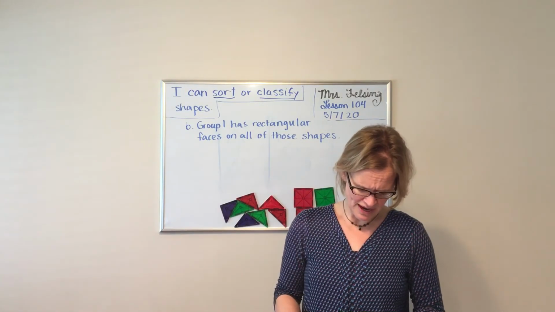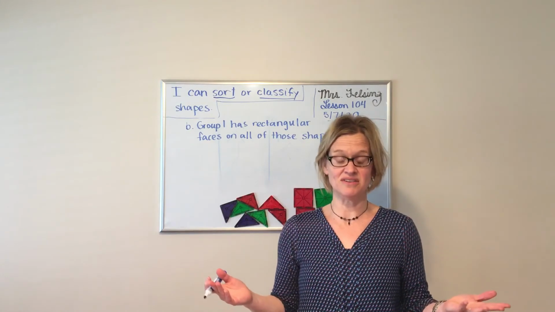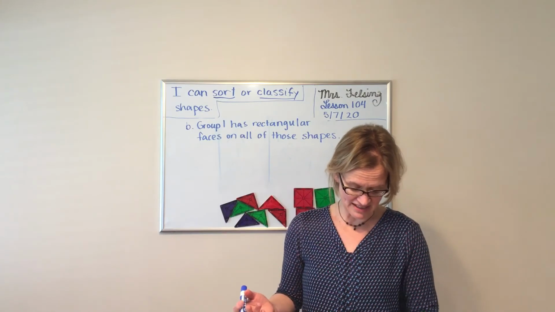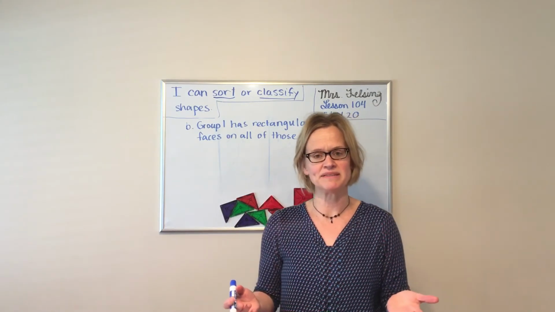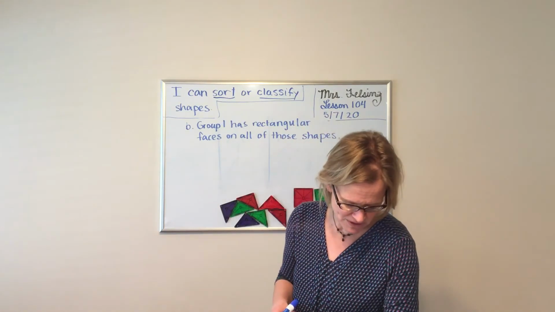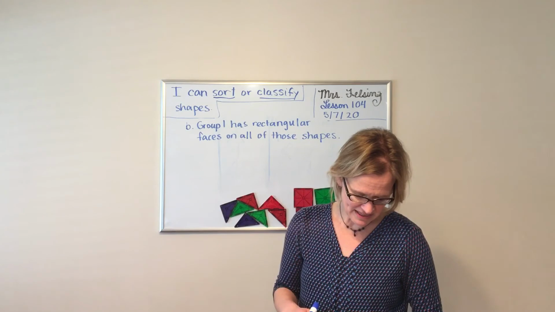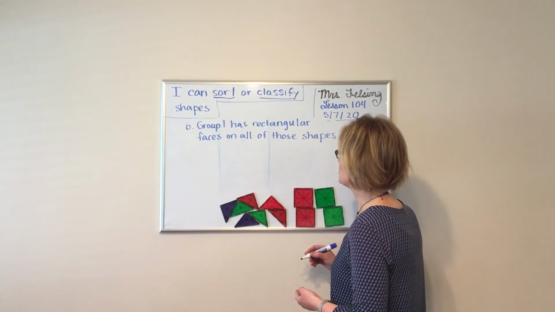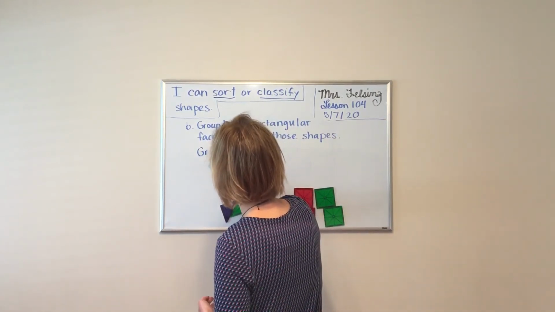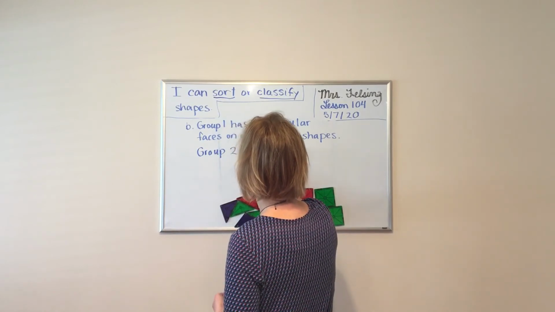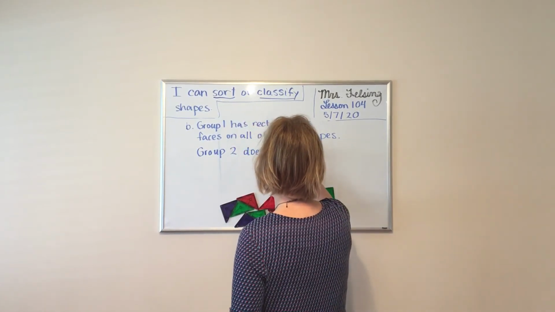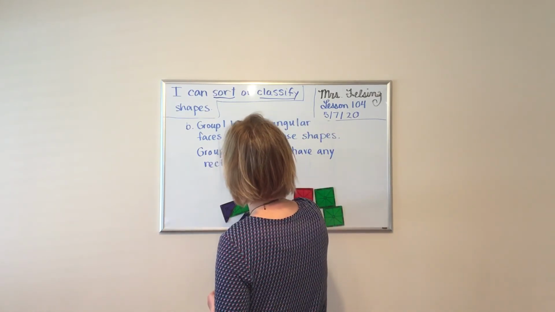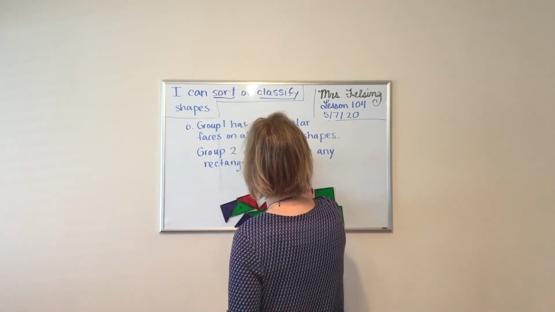Group 2, I'm noticing that that's not the case at all. Group 2, they have triangles, they have a square, but then they have a circle base, and then the sphere doesn't have a circle, doesn't have a base at all. So when they ask you, describe how the solids in group 1 are different than the solids in group 2, I would say group 1 has rectangular faces on all of those shapes. Group 2 does not have any rectangular faces.